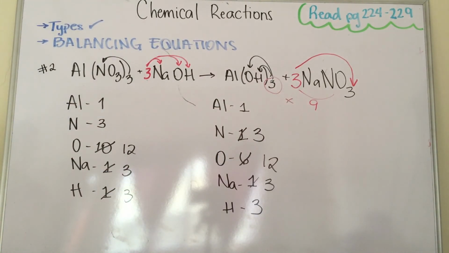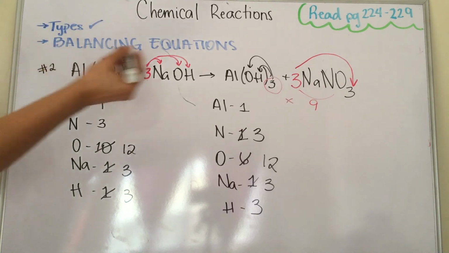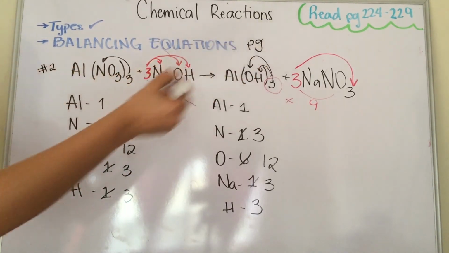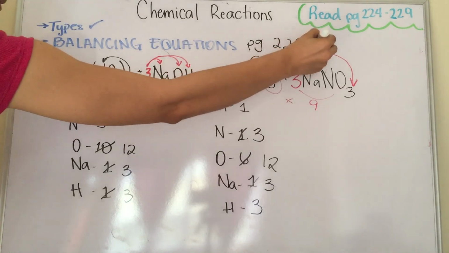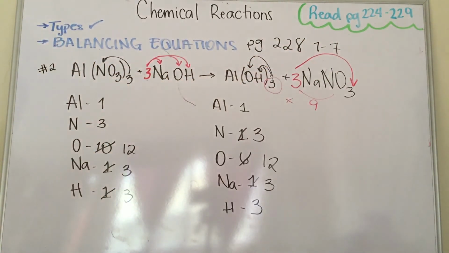All right, so that is the example of number 2. Let me know if this is clear, because we're gonna be working on balancing equations on the examples that are in your book from 1 to 7. And of course, we already did number 2, so it's only 6 exercises. And some of them are already balanced, so it's really simple to do. All right, we're gonna be working on page 228, from 1 to 7. All right?